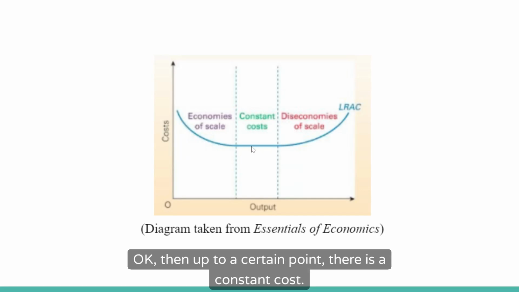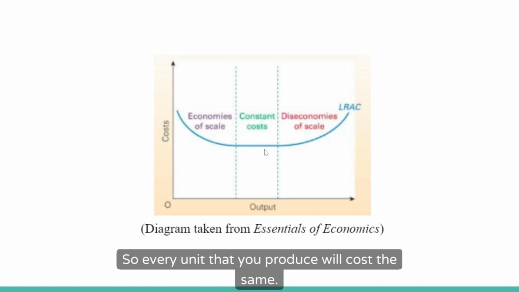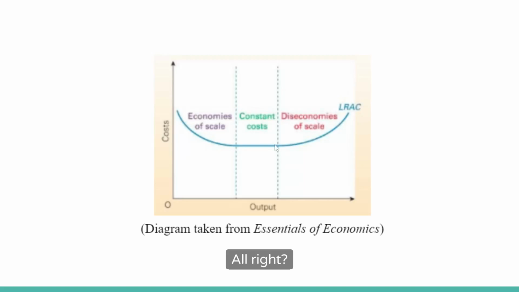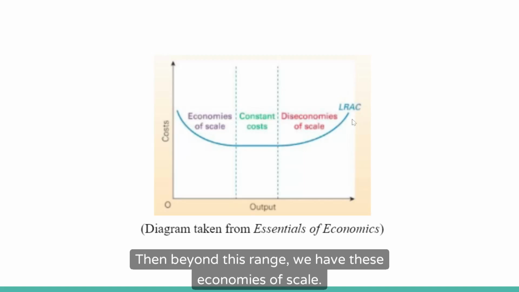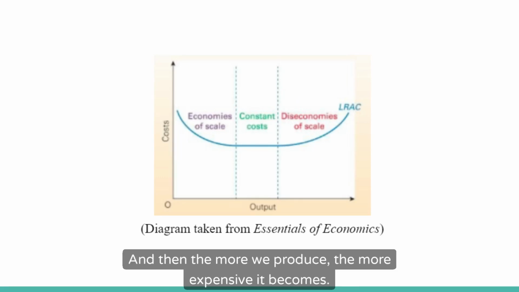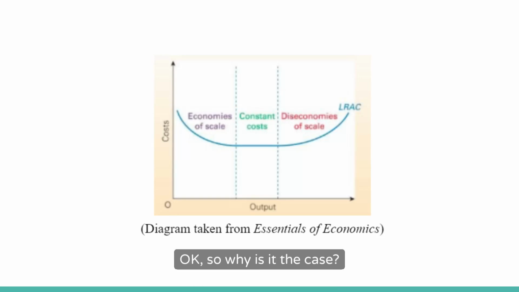So the more we produce, the lower the average cost. Okay, then up to a certain point, there is a constant cost. So every unit that you produce will cost the same. The more we produce, the average cost is going to stay the same. All right. Then beyond this range, we have the diseconomies of scale. So diseconomies of scale refers to where you have a range of output, and then the more we produce, the more expensive it becomes. Okay, so why is it the case?